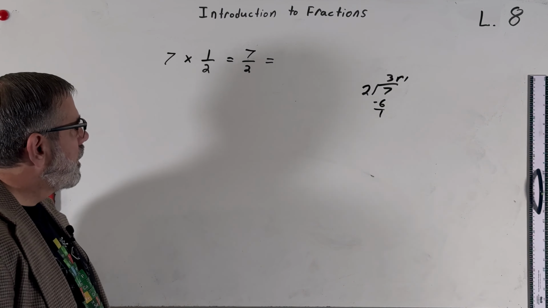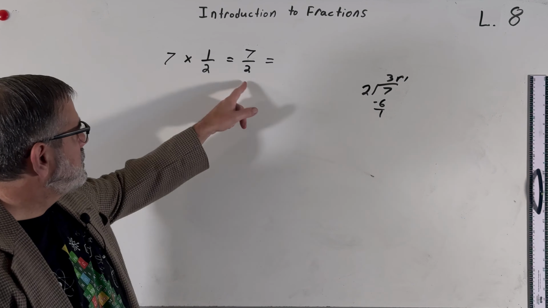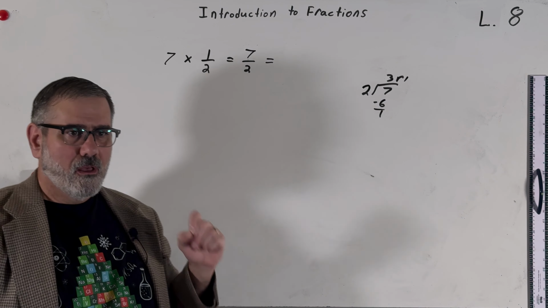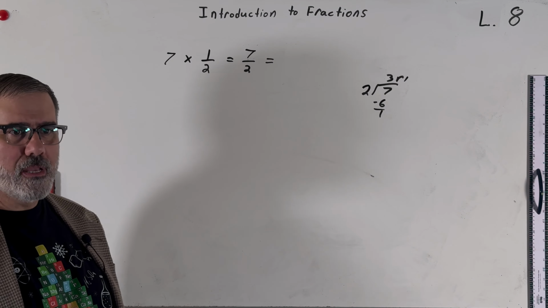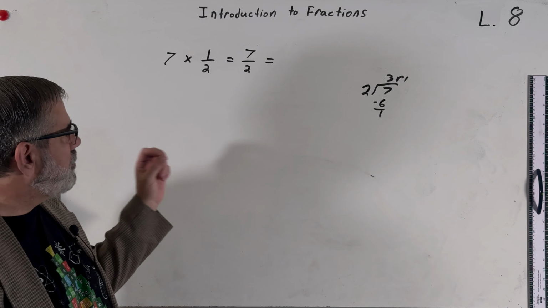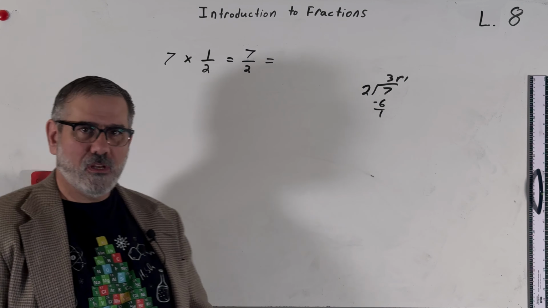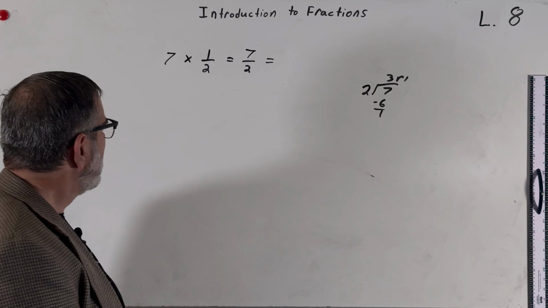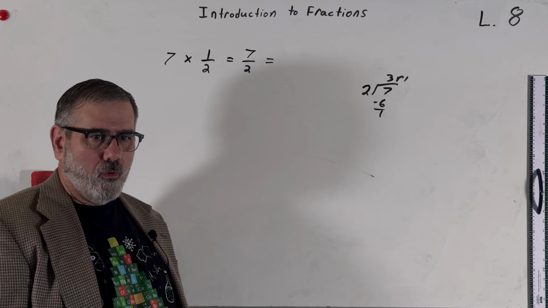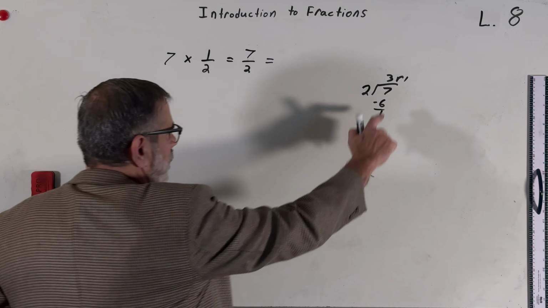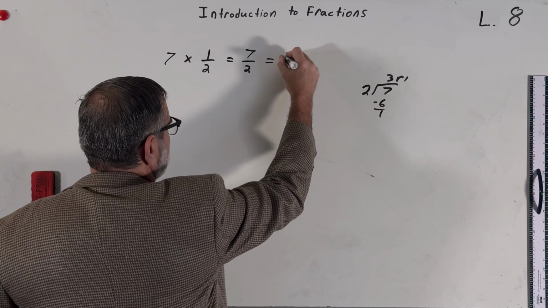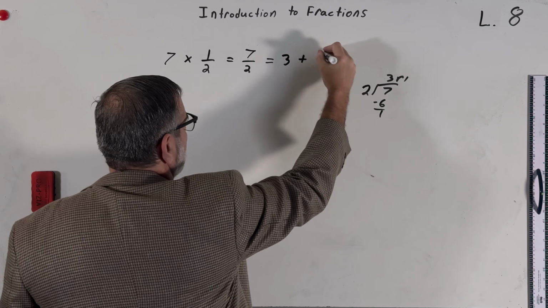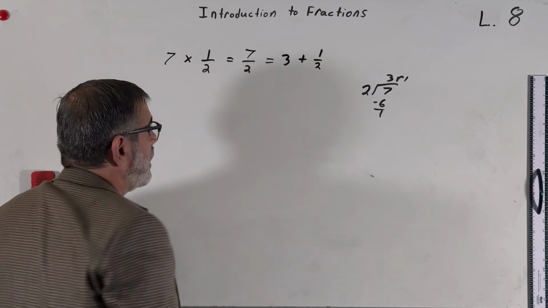Now, there's a way to write 7/2, an improper fraction, a little bit differently. We call this a mixed number, because it has some whole number part to it. A proper fraction has no whole number part to it. It's always less than 1. But an improper fraction does have a whole number part to it. And in this case, the whole number part is 3. So we can write this as 3 plus 1/2.